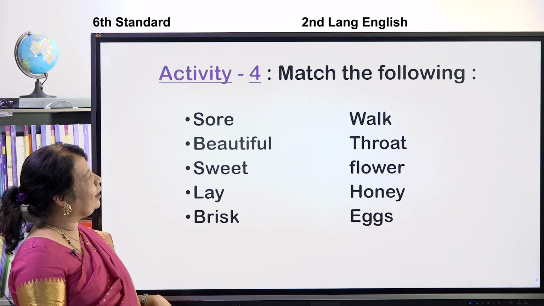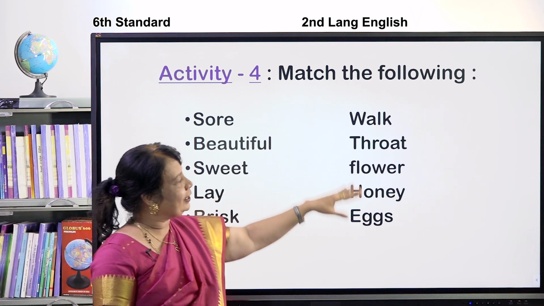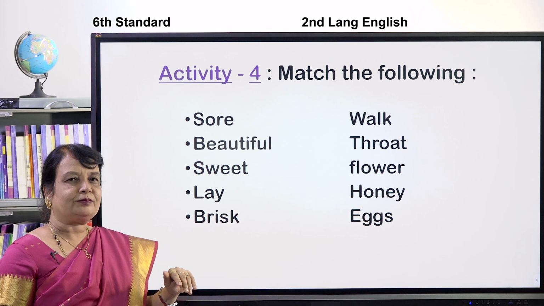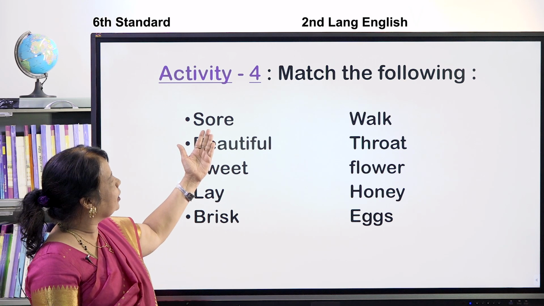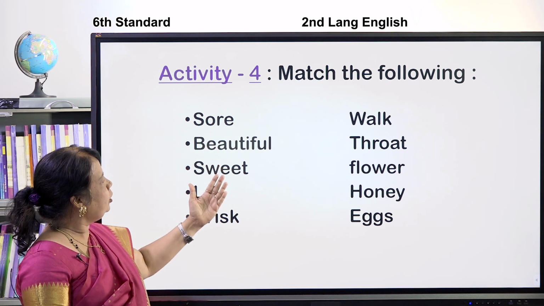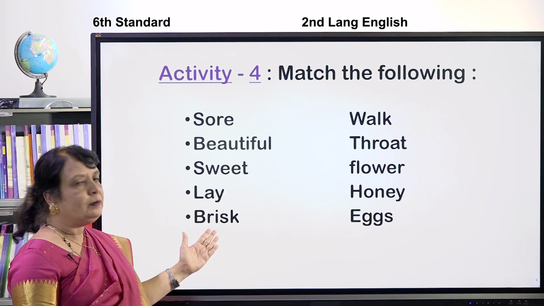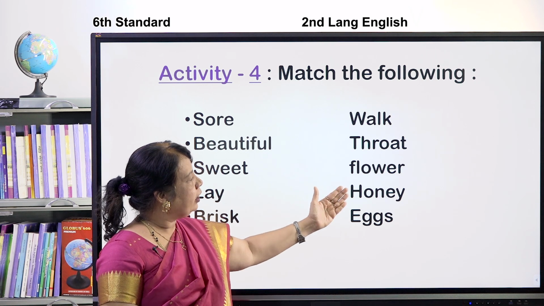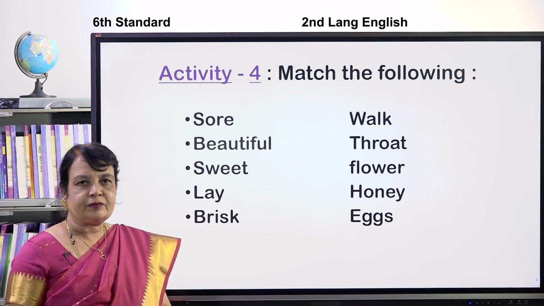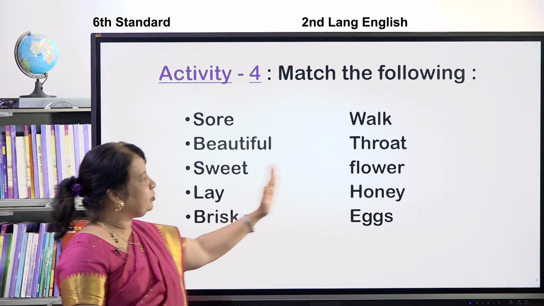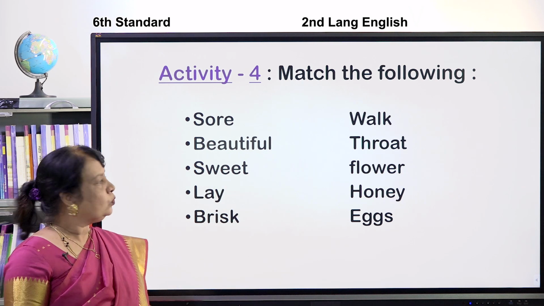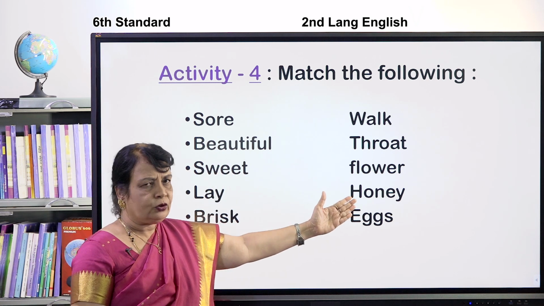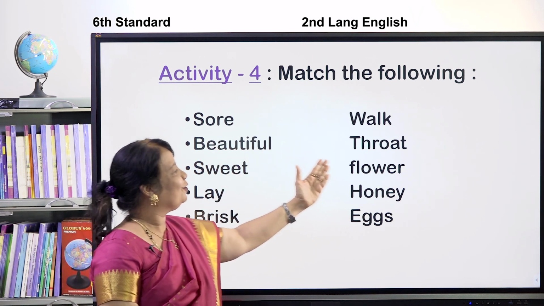Match the following. I have given you words on this side and this side, but the answers are not correct. You are supposed to match them. Can you see here, children? Soar, beautiful, sweet, lay, brisk, walk, throat, flower, honey, eggs. Can you match them, children? Try. What is beautiful? Is it honey? No, beautiful is flower.